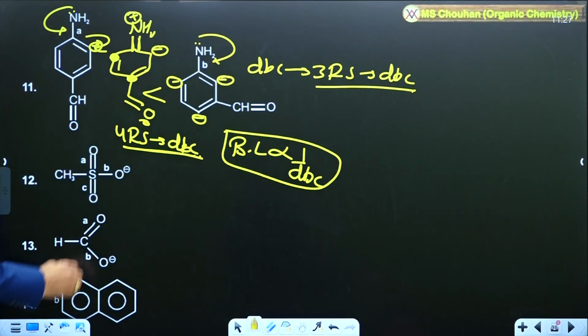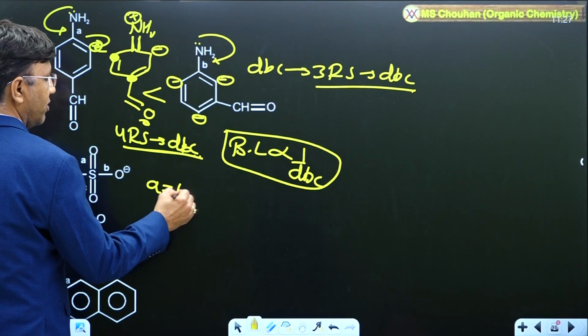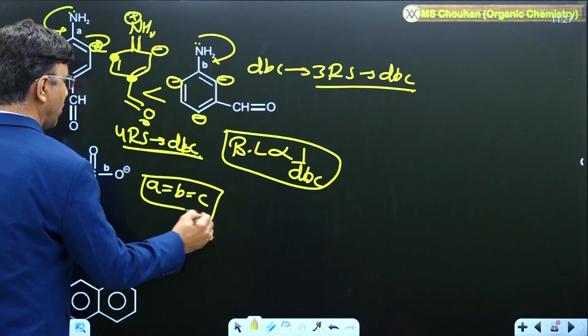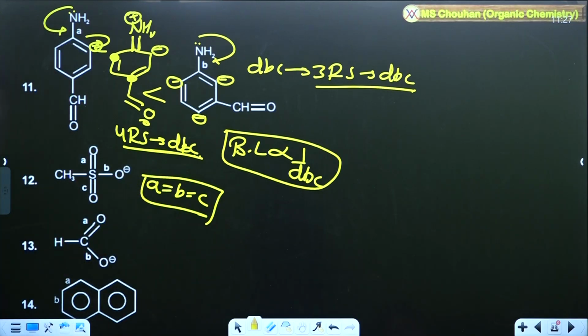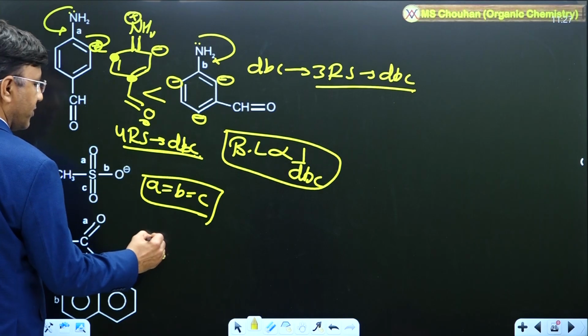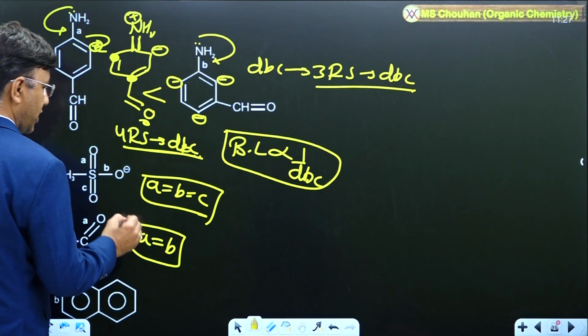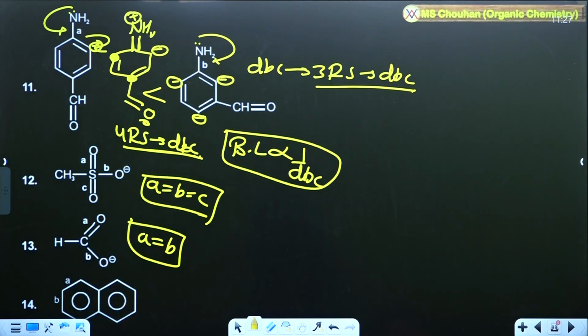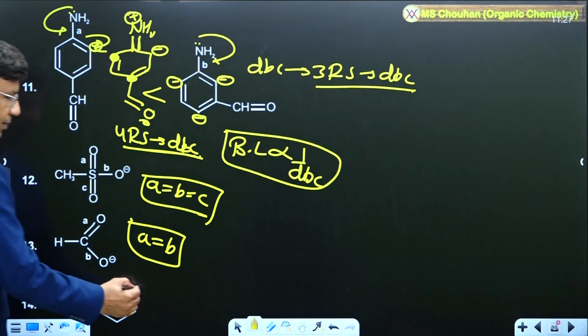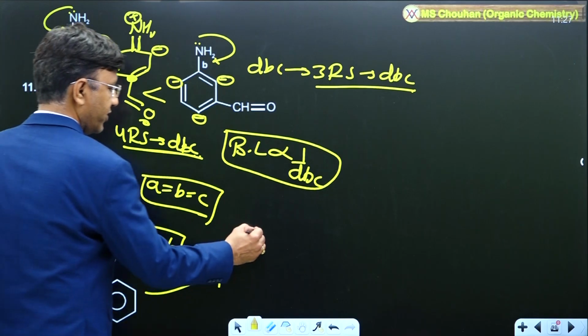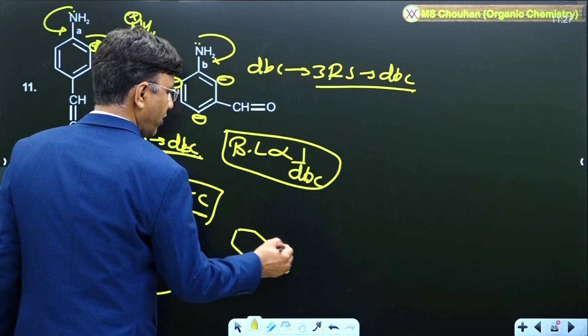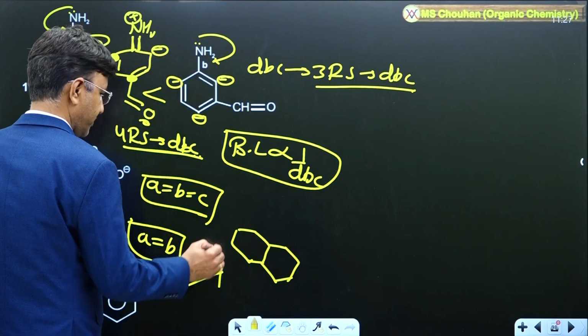And what about 12th? A equal to B equal to C, because all RS are of equal stability. What about 13? A equal to B. What about 14? We have to compare A and B. This means first of all, we have to draw resonating structures.